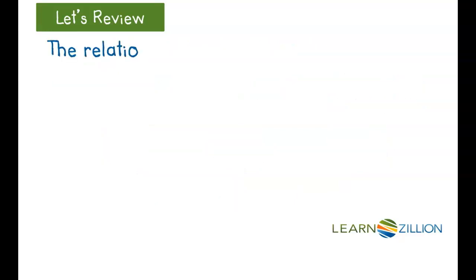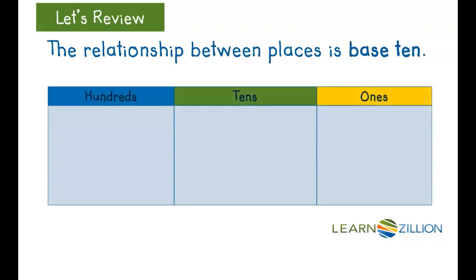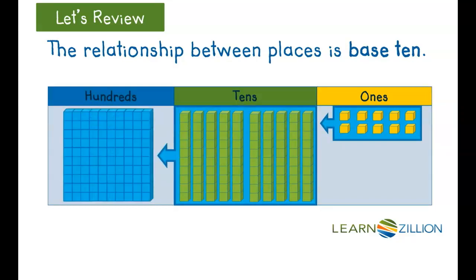It's important to remember that the relationship between places is base 10. So it takes 10 ones to make a 10, 10 tens to make 100. And that means that every time we move to the left, it takes 10 of the smaller amount to make 1 of the larger amount to the left.